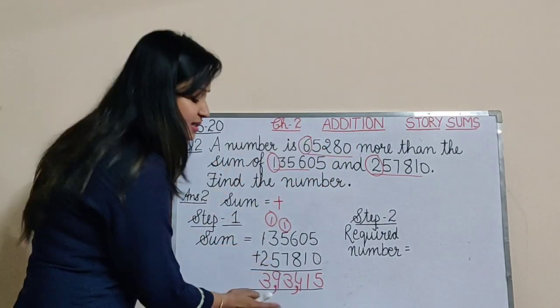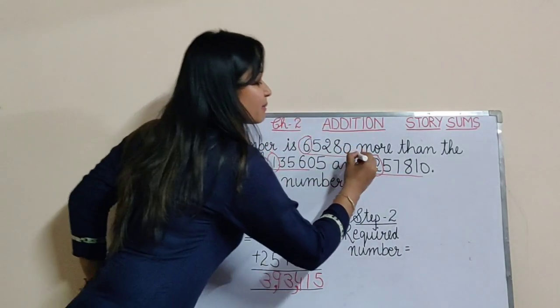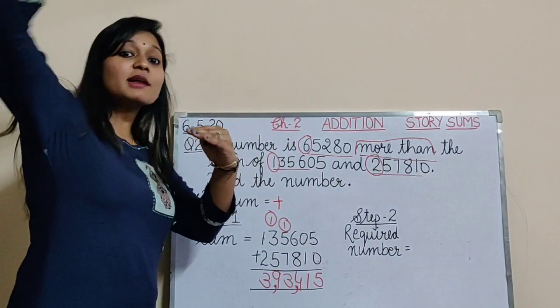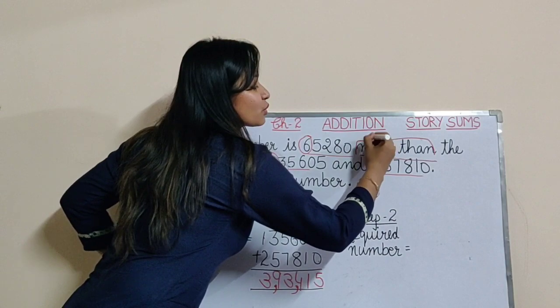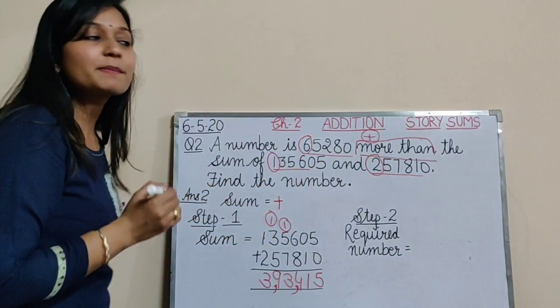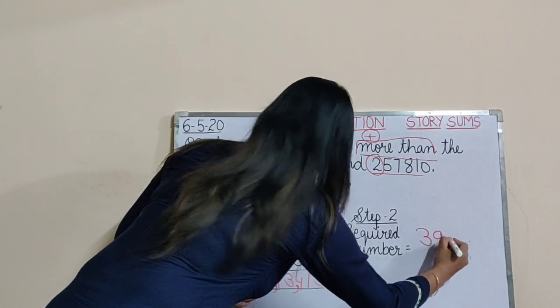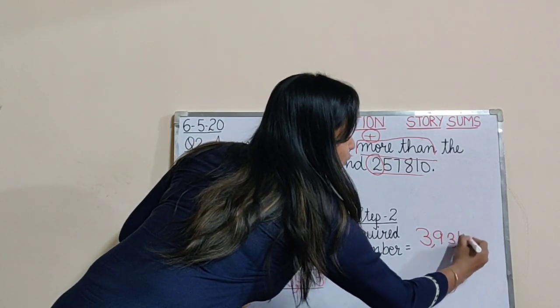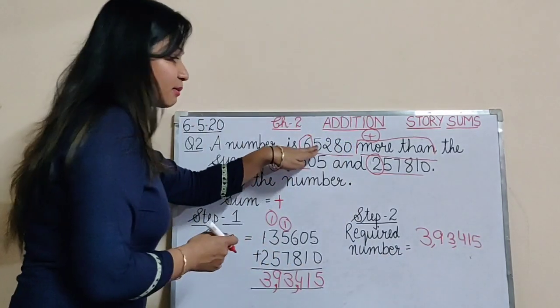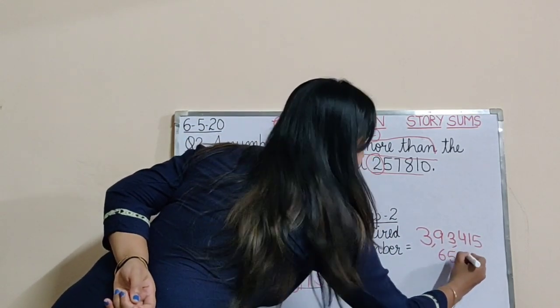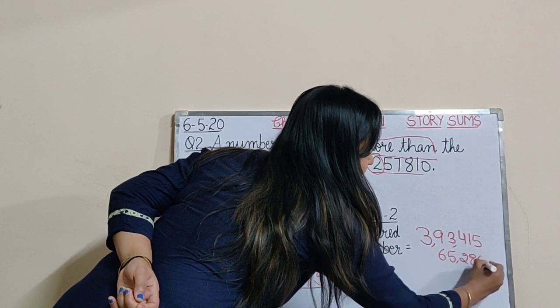It is this much more than this number. So students, remember this. Whenever more than thing will come, it means we have to find the more of it. Then also in that case we have to do the plus. So first we write the sum here. 3,93,415 and the number is this much more, so we will add this number. 65,280 we are going to add.